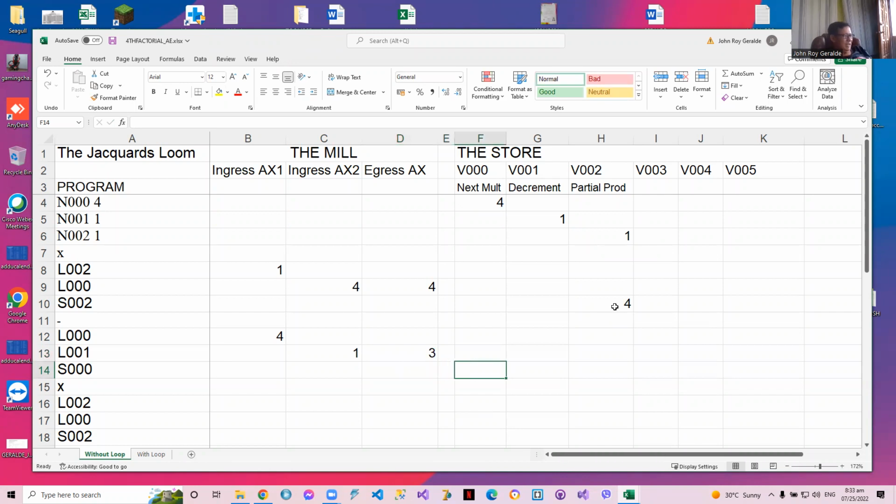It will be transferred to variable 0. Take note that V000 is our next multiplier. So our next multiplier is 4. After that, our next multiplier is 3. The next will be 2 and the last will be 1. That's how we compute the 4th factorial. Okay? So can we proceed now?